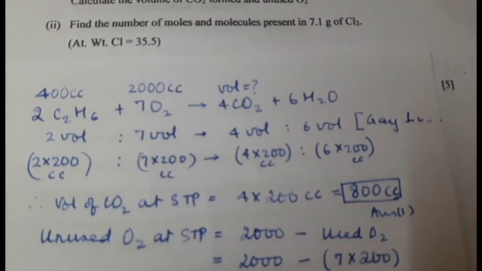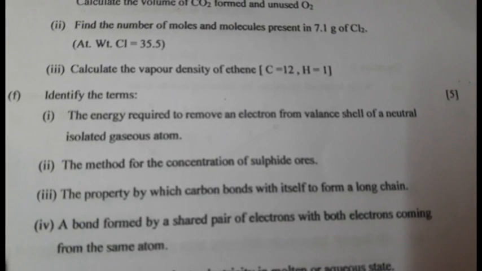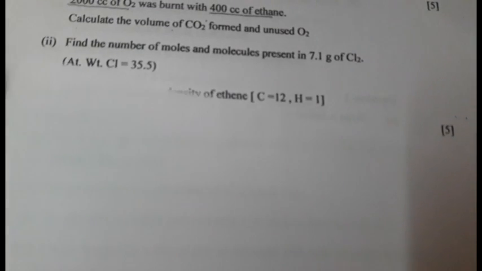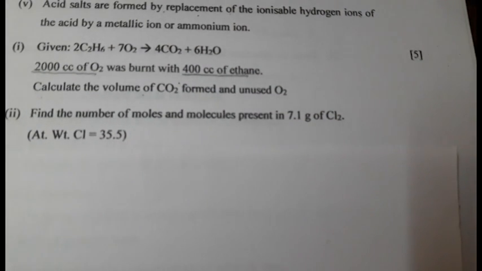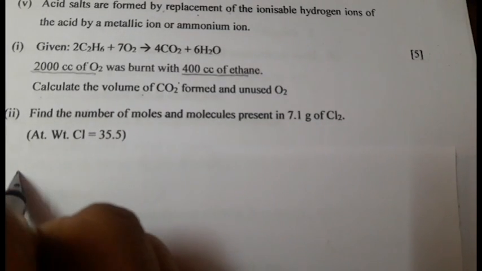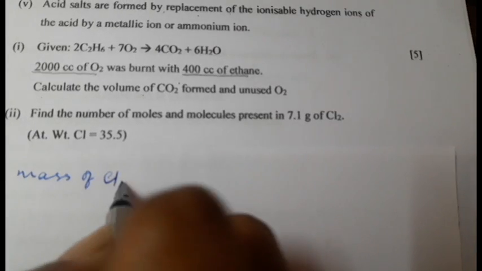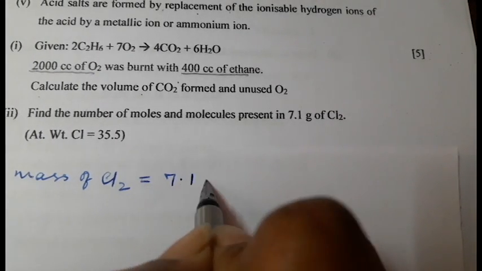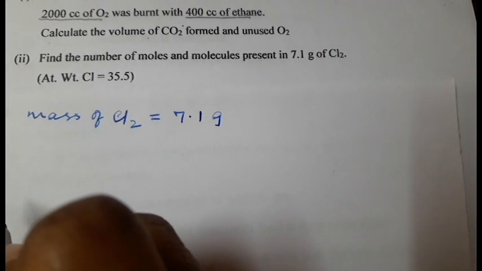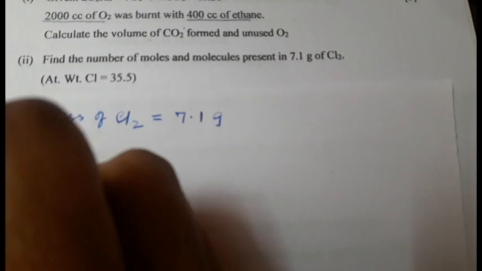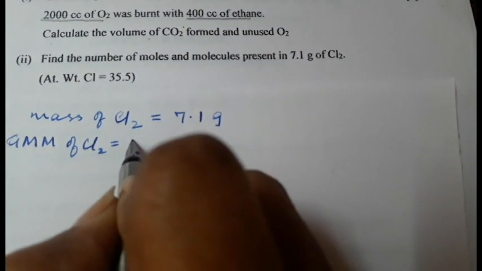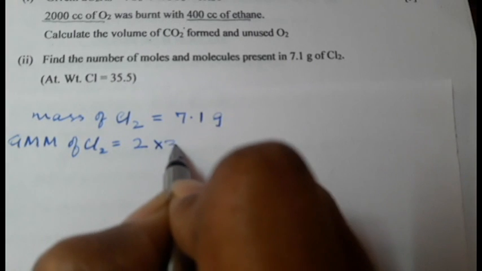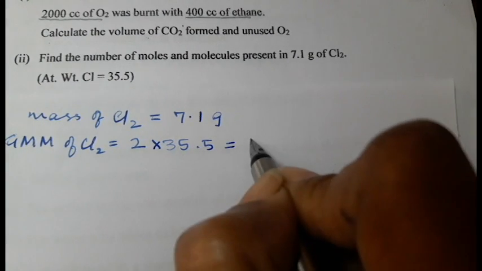Let us come to the next question. Our next question is, find the number of moles and molecules present in 7.1 gram of chlorine. Now, we want number of moles and molecules, and we have been given mass of chlorine, and that is equal to 7.1 gram, which means we need to find first the gram molecular mass of chlorine. And that will be, can you see this? Chlorine has been given over here, 35.5. So it will be Cl2, means 2 into 35.5, which is equal to 71 gram.